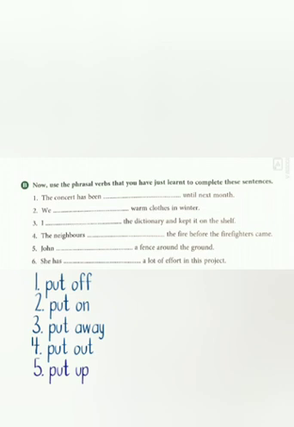Sixth one. She has dash a lot of effort in this project. So she has spent a lot of time or a certain amount of time to achieve something. That means you have to use the phrasal verb put in. So the right phrasal verb for this sentence is put in. She has put in a lot of effort in this project.